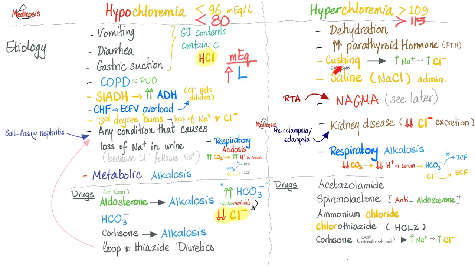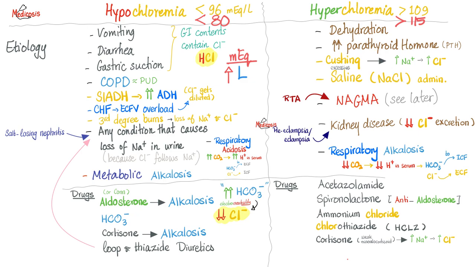Cushing, mineralocorticoid activity, it can reabsorb sodium and chloride. However, Cushing can act as cortisone, of course, developing alkalosis and causing hypochloremia. So it can go either way. Your body is more complex than you think. Next, excessive saline infusion. Why? Because saline is basically salt and water. Salt. I'm giving the patient more chloride. Of course, the patient will develop hyperchloremia.